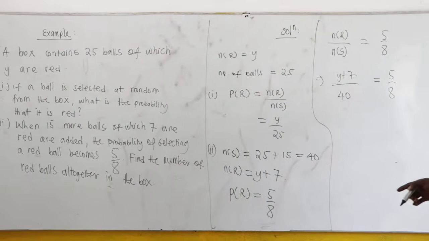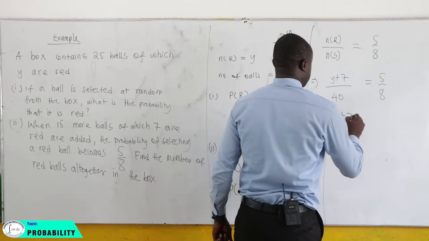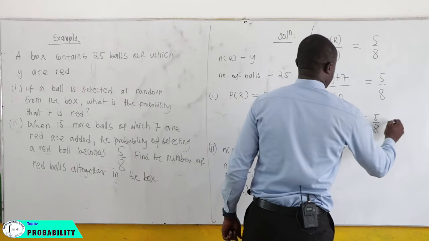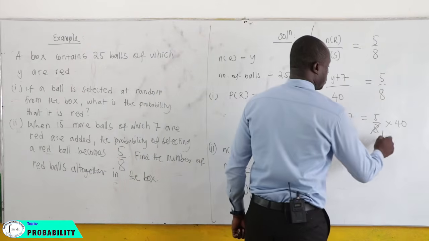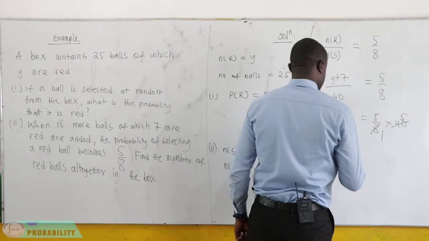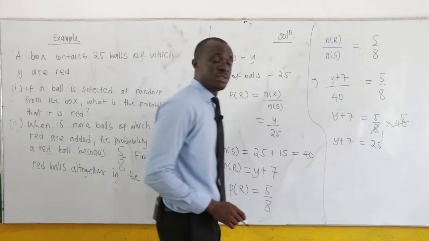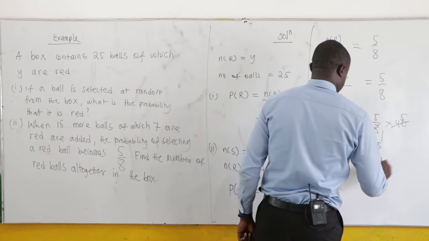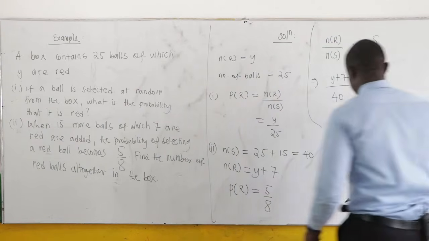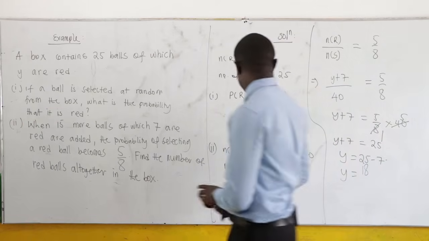Here we can cross multiply, or the 40 can just go here. So you have y plus 7 equal to 5 over 8 times 40. Now 8 will go into itself 1, 8 will go into 40 5 times. Y plus 7 equals 5 times 5, that is 25. So we have our y to be 25 minus 7. So 25 minus 7, and this is just giving us 18. So that is our y.